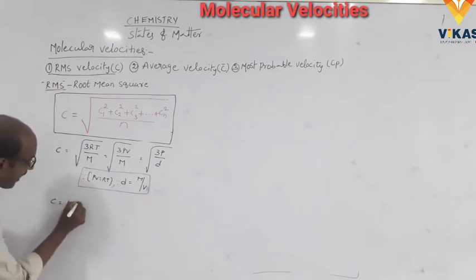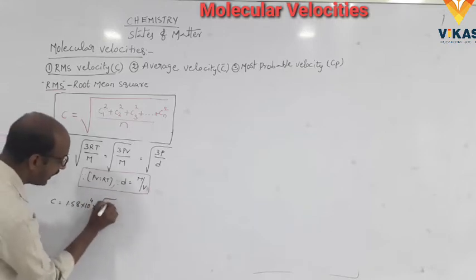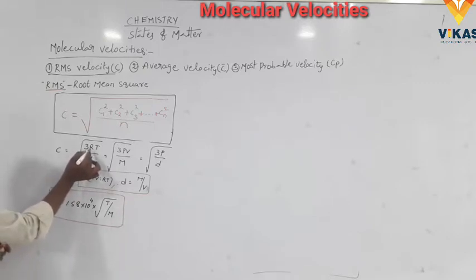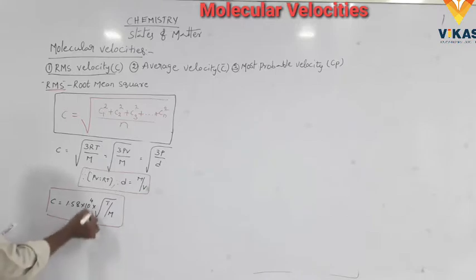C equals 1.58 into 10 to the power of 4 under square root of T by M. So how do we get this value? Here 3 into R, where R is 8.314, and the M value. After substituting everything and calculating, with R as 8.314 joules converted, we get 1.58 into 10 to the power of 4 into under square root of T by M. So this is the final value of the RMS velocity.